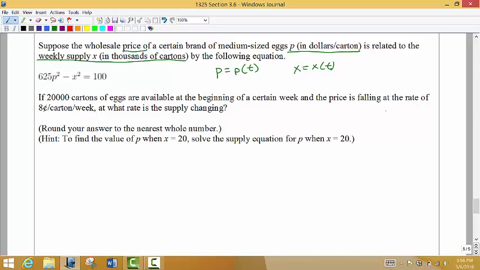So what are we given? Let's find out, first of all, what we're asked to find. That's the first thing we want to do. What are we asked to find? It says, at what rate is the supply changing? So we want to find the change in supply, which is x, the change in quantity with respect to time. So we're finding dx/dt.